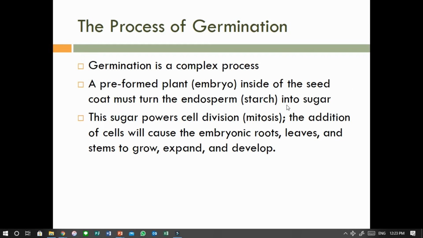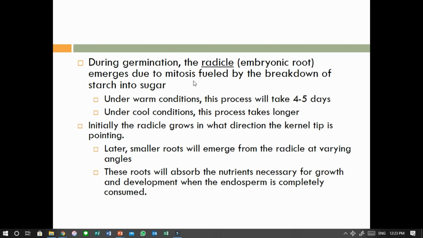Germination is a complex process. You get your baby, it eats the starch, and it starts to grow and to form roots, leaves, and stems. The radicle is the root where it all begins. This process usually takes 4 to 5 days, so you should see something happening today. Under cold conditions, it might take longer. So if you have nothing going on, chip your seeds, add water, see what happens. If you have something going on, take pictures of it and record the data. The radicle will grow in the direction the kernel tip is pointing.